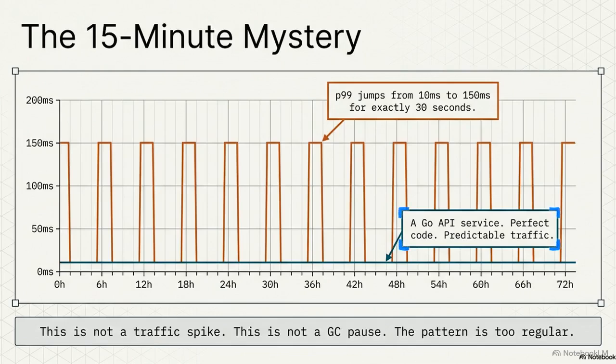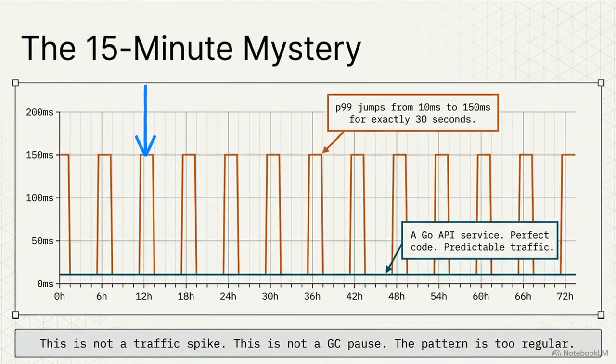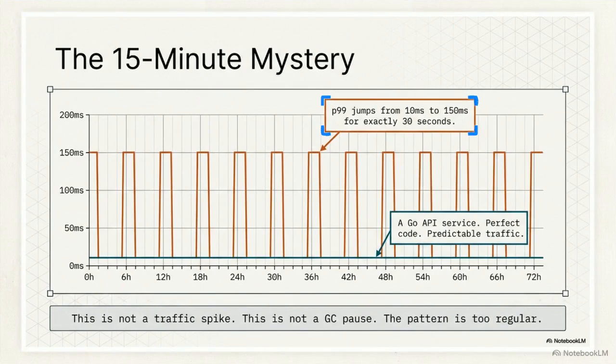This line graph shows the P99 latency for a Go API service. The baseline sits perfectly flat at 10 milliseconds, but predictably spikes to 150. The anomaly is incredibly precise. The spike lasts exactly 30 seconds, triggering exactly every 15 minutes. This strict mechanical regularity proves it's not organic traffic.